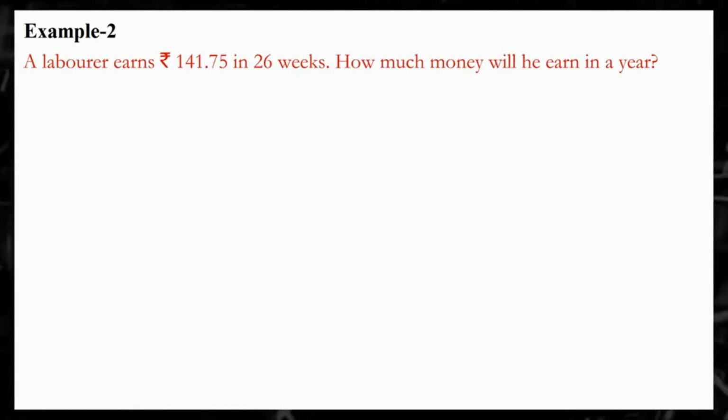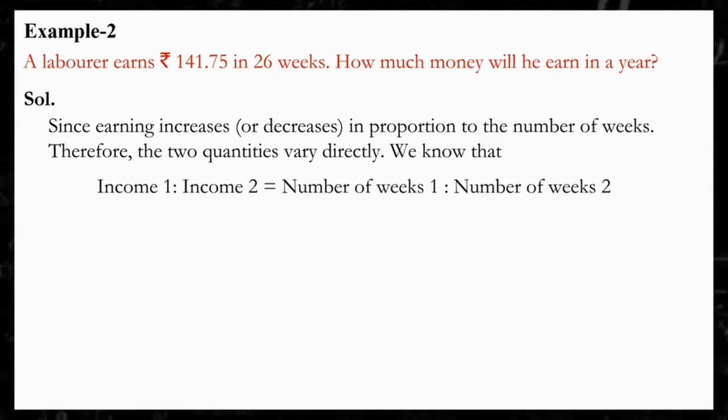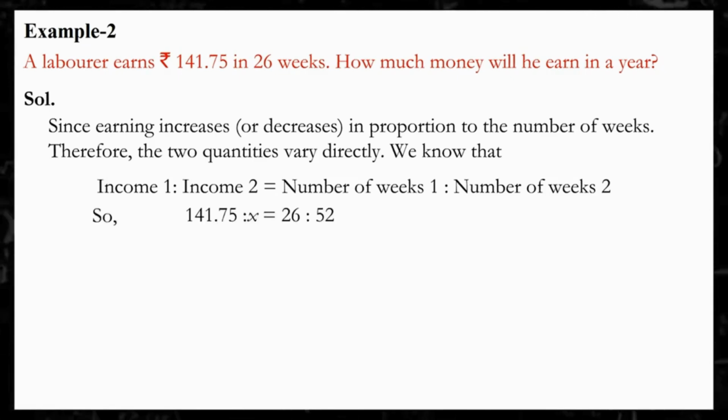Example 2. A laborer earns rupees 141.75 in 26 weeks. How much money will he earn in a year? Solution. Since earning increases or decreases in proportion to the number of weeks, therefore, the two quantities vary directly. We know that income 1 is to income 2 is equal to number of weeks 1 is to number of weeks 2.